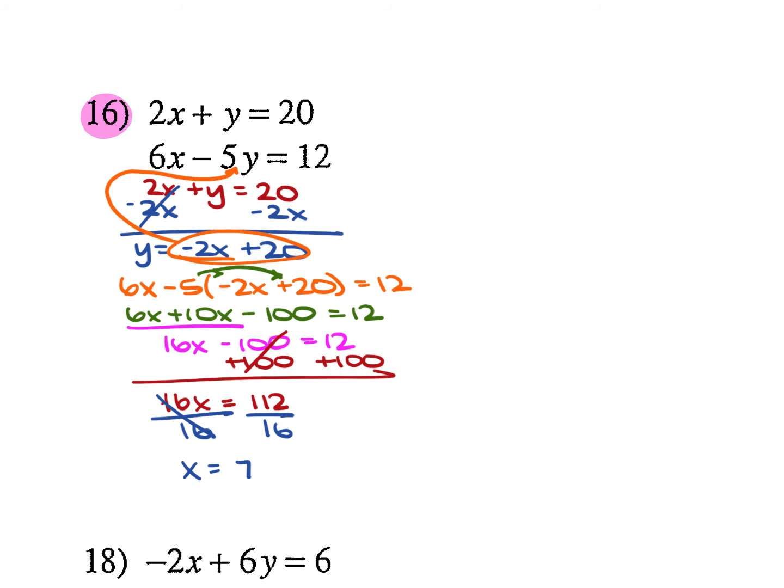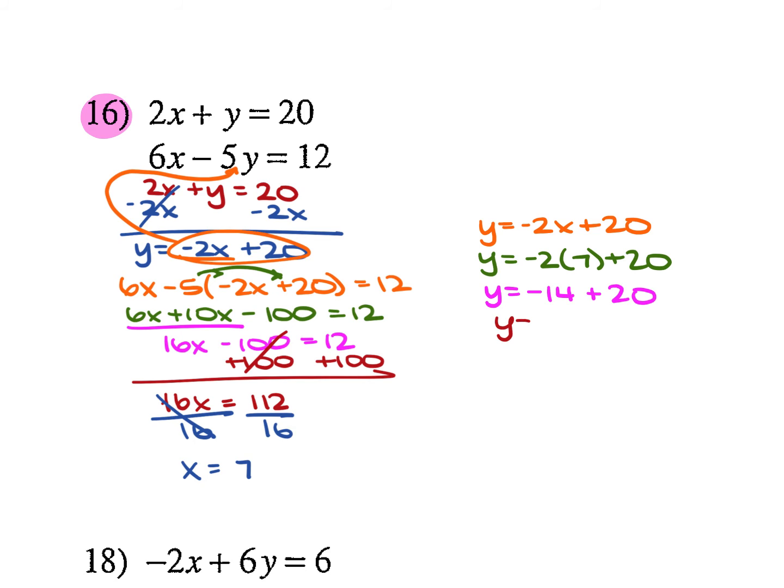Take the 7, plug it in for x, and y is equal to negative 2x plus 20. This gives us y is equal to negative 2 times 7 plus 20. Negative 2 times 7 is negative 14, plus 20 gives us 6. So our solution to this is just 7, 6.